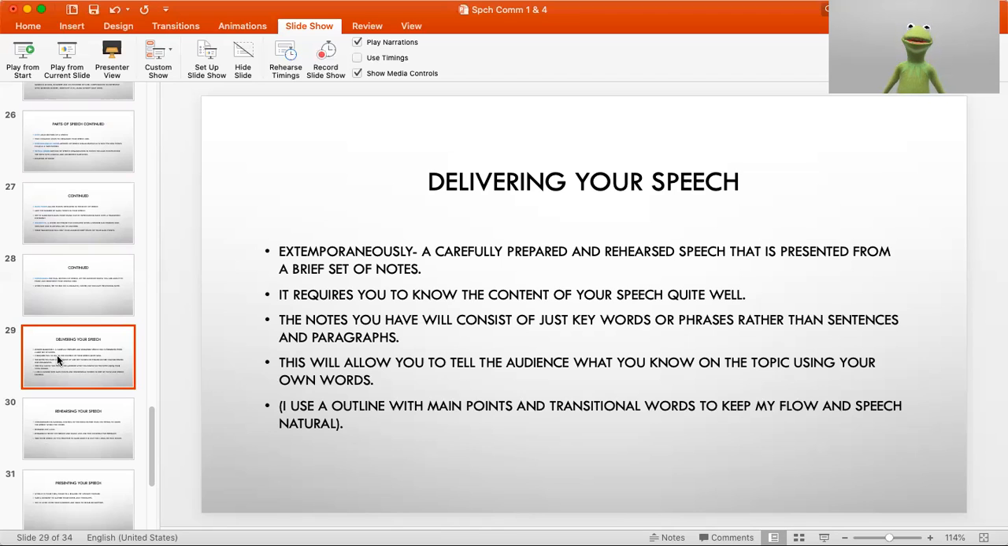And this also allows you to adjust your speech. Let's say you're speaking to one certain audience, and then the next audience might have maybe older people, younger people, some type of different demographic. Because it's not memorized, you can adjust the type of vocabulary that you use, or insert some other things that you might need to make it more impactful.